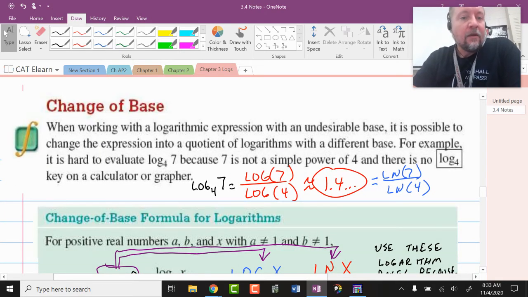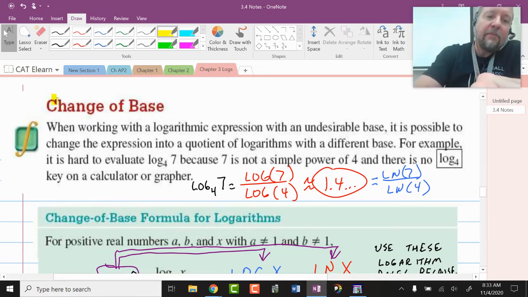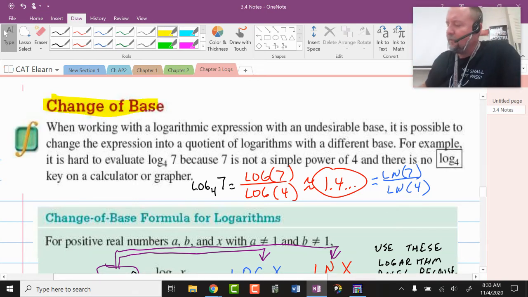All right, and then there's something that's called the change of base formula, which is kind of losing its use as the calculators get better.